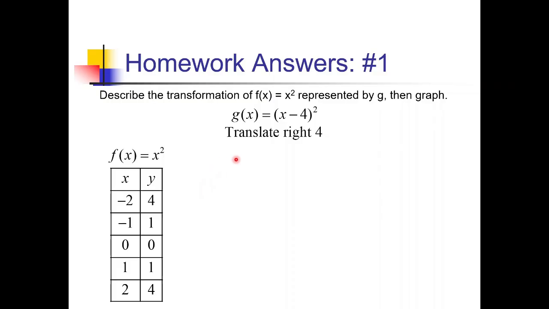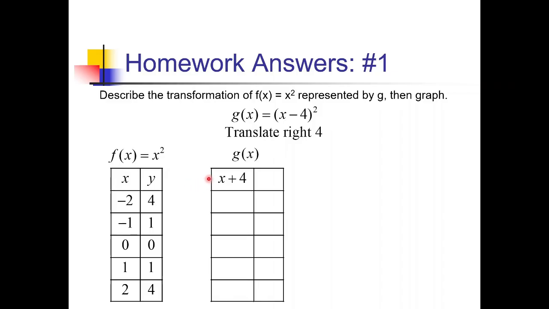Now for the g function, to transform this, I'm going to rewrite the x and the y with some rules. Since I'm going right 4, that means all my x values need to get 4 added to them. So x plus 4 is the rule I'm actually going to use. And since nothing happened outside the function, there's no vertical change, so I'm going to keep y the way it is. All these y values will be preserved with the transformed function.